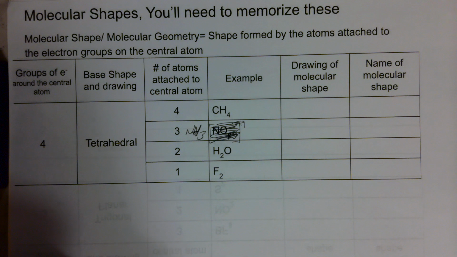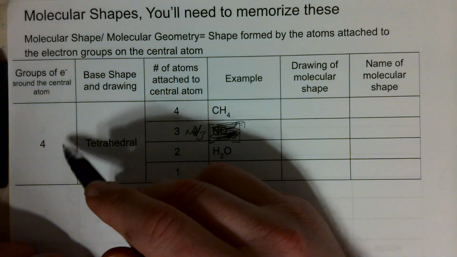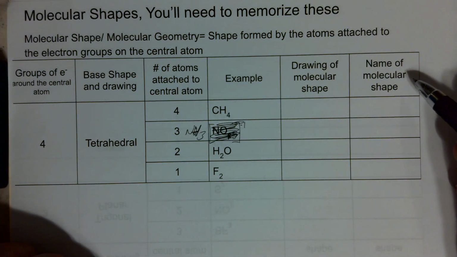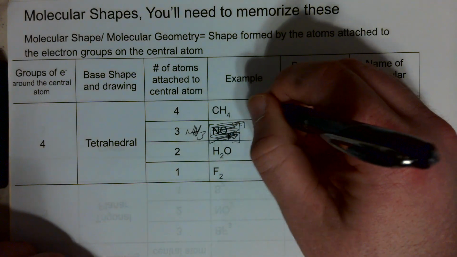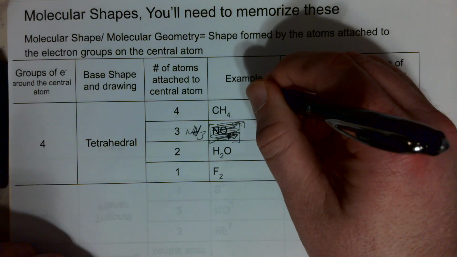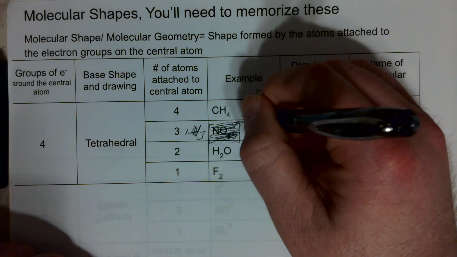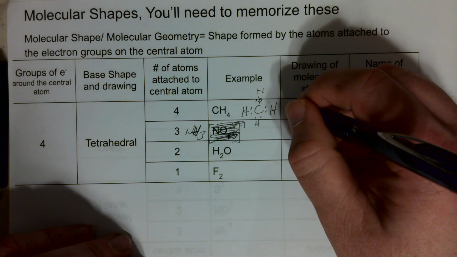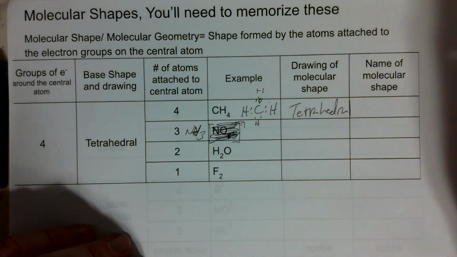So, our example. Tetrahedral can form 4 different types of molecular shapes. First one, we have our methane, CH4. Sorry, let me draw my dots out here. Everything's occupied, drawing a molecular shape. That's going to give us a tetrahedral shape, right? There's 4 things, like we saw before.